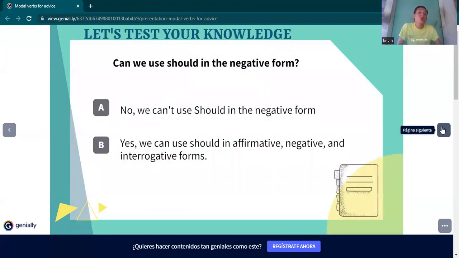Can we use should in the negative form? Pause the video and respond. Choose letter A or B. Okay, pause the video. Good job. If we choose letter B, which is yes, we can use should in affirmative, negative, and interrogative forms. That's great. You did it excellent. Now let's see our next question.